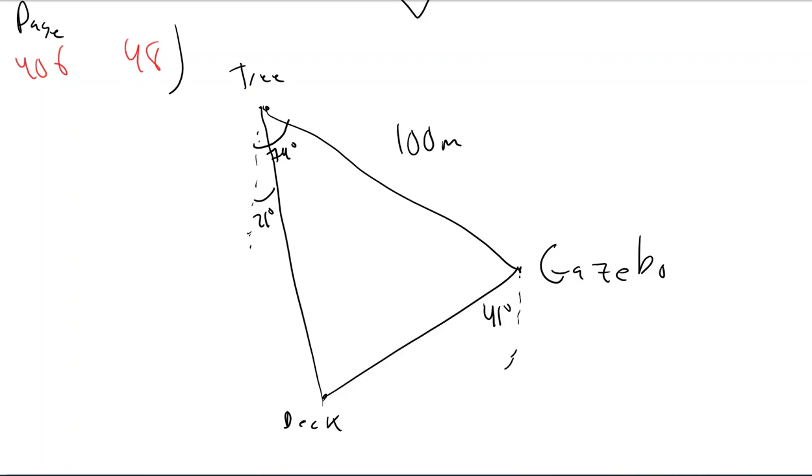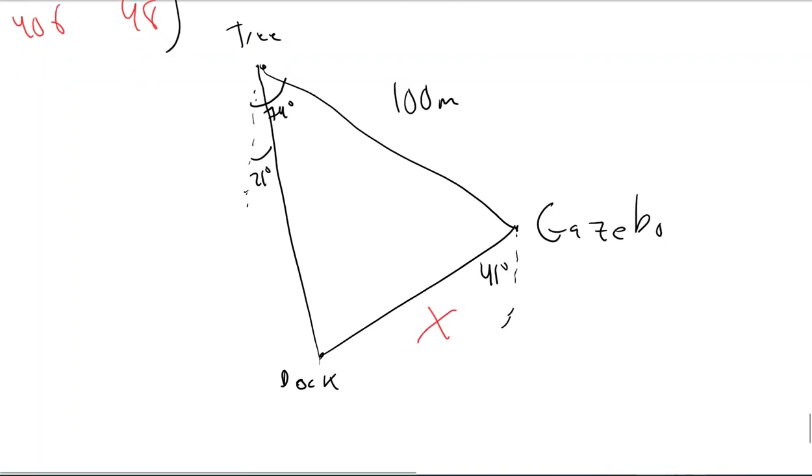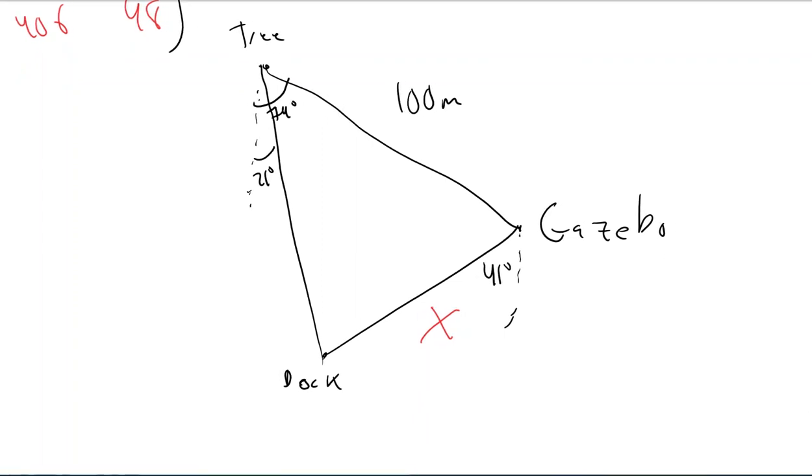Find the distance from the gazebo to the dock. So we are trying to find this side. Okay, so I have a little bit of a hint that law of sines is probably going to help, because that's what's new in this section.